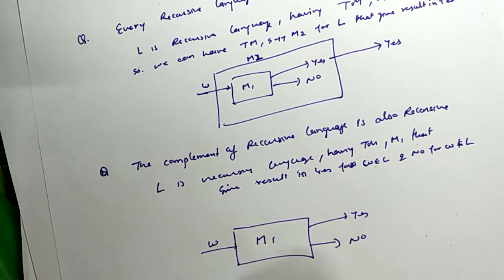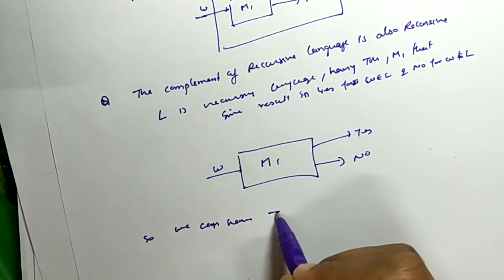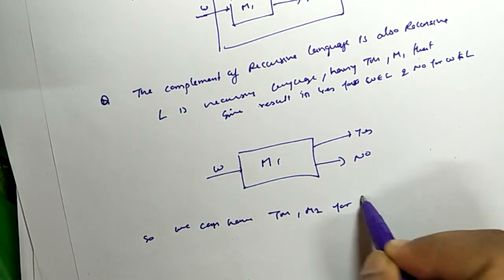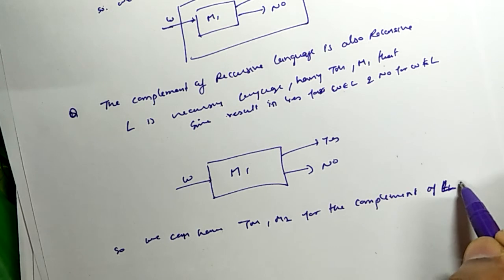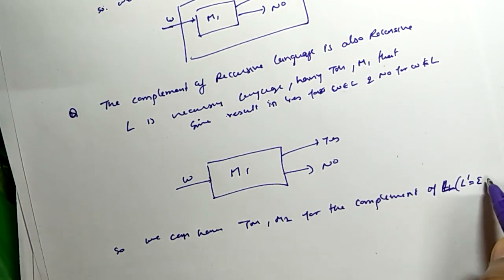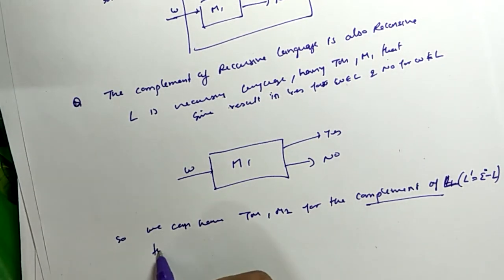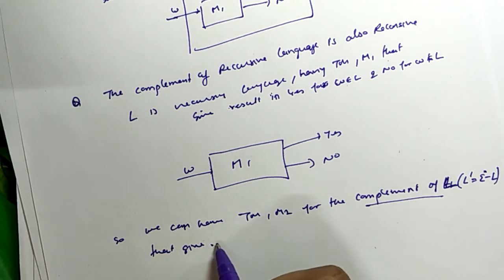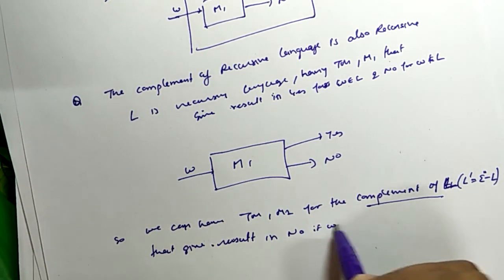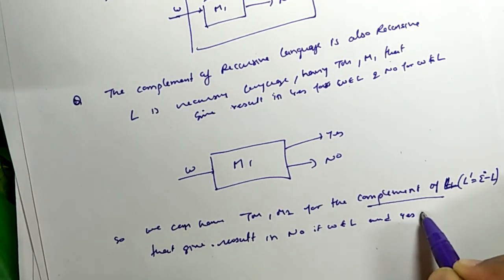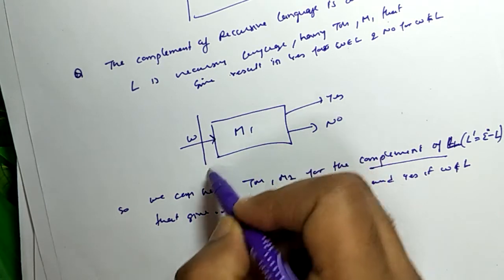So we can have a Turing machine M2 for the complement of L, that is L bar, which is equal to all strings minus L. This is the complement of L, and it gives the result in no if W belongs to L and yes if W does not belong to L. So we can design a Turing machine that works in reverse.